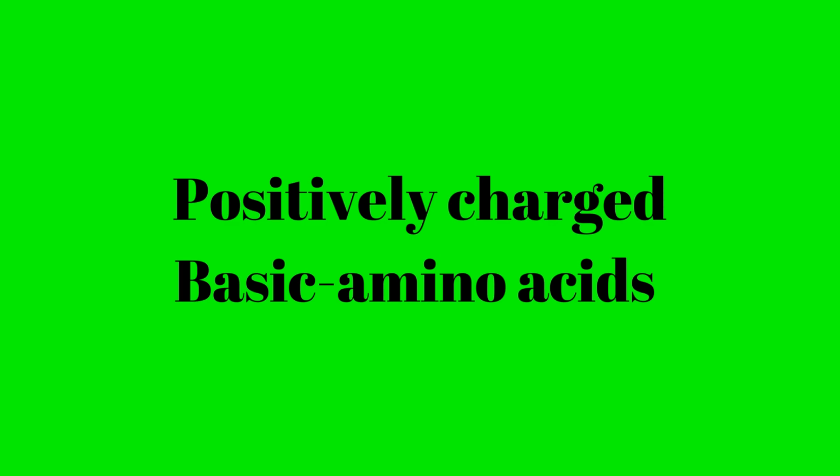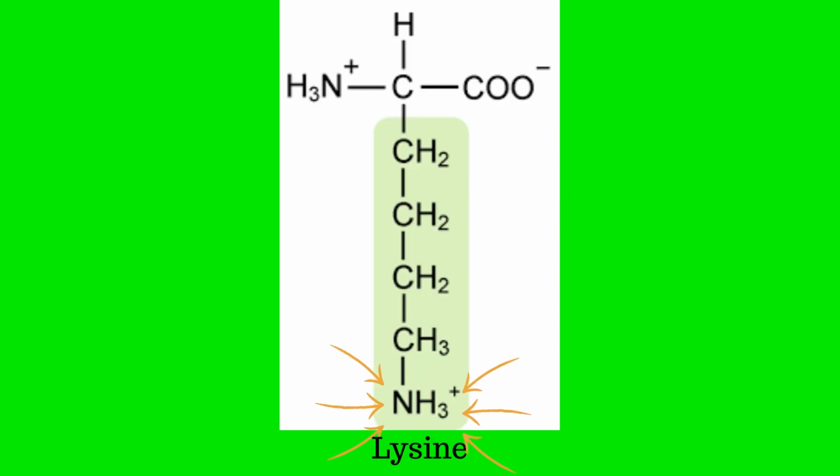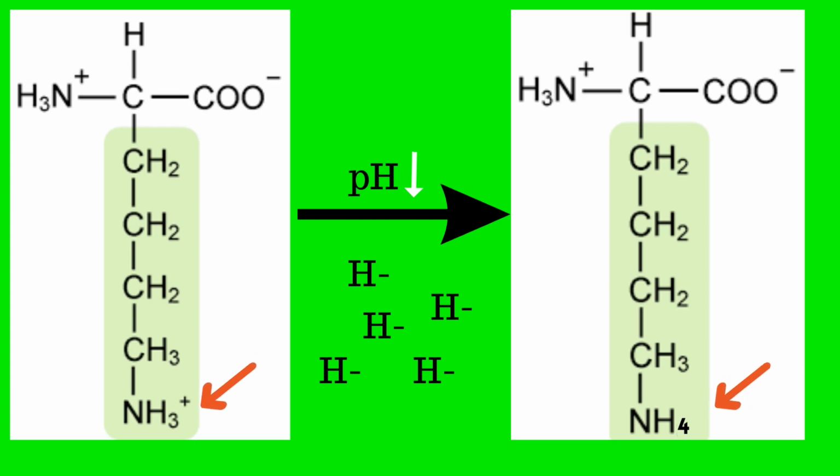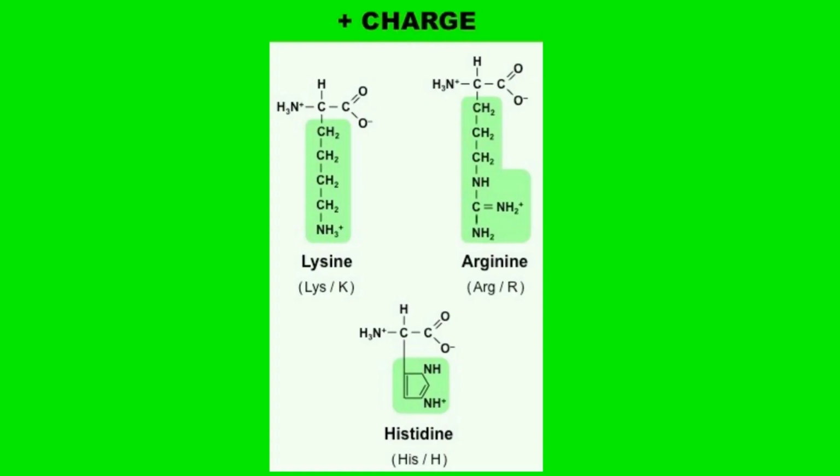Basic or positively charged amino acids. Basic amino acids have a nitrogen atom with a lone electron pair that can react with a hydrogen atom. At a low pH, acidic conditions, the amino acid may attach to a free proton to form a conjugate acid salt. Identify a basic amino acid by the presence of a positive charged nitrogen in its side chain. The basic amino acids are lysine, arginine, and histidine.